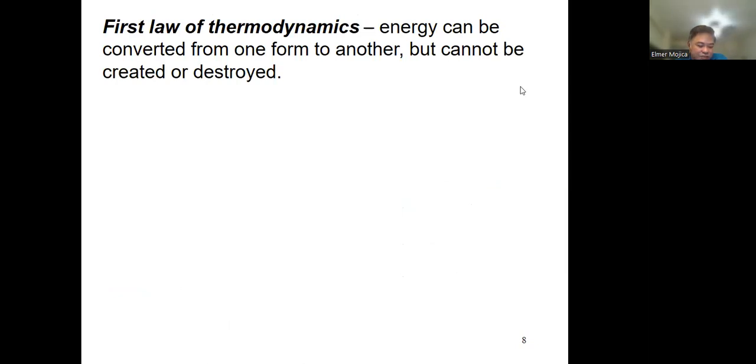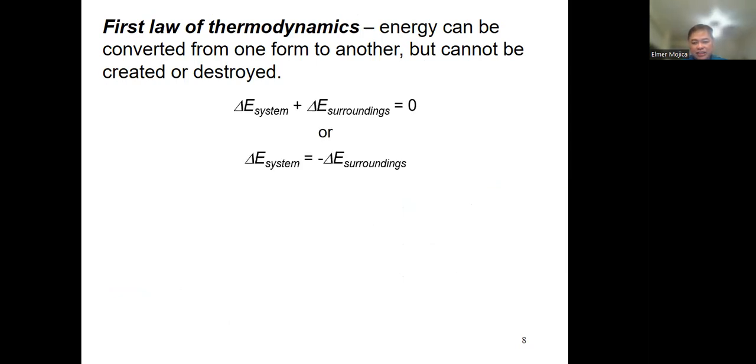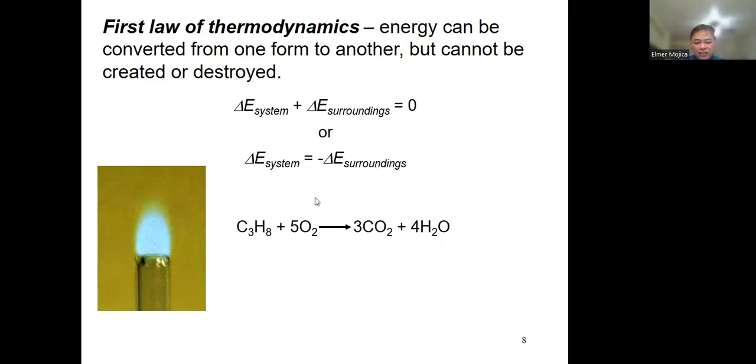Now, one thing about thermodynamics, you always have different laws of thermodynamics. We have the so-called first law of thermodynamics, where energy can be transformed from one form to another, and it cannot be created nor destroyed. So the exchange of energy is just between the system and the surrounding. Whatever is released by the system is absorbed by the surrounding, or whatever is absorbed by the system came from the surrounding.